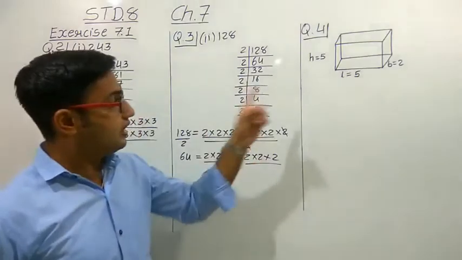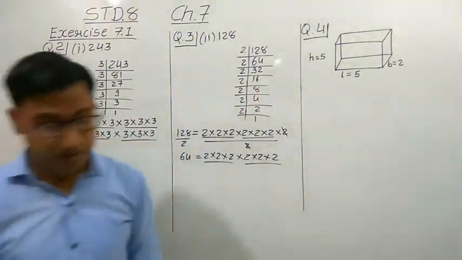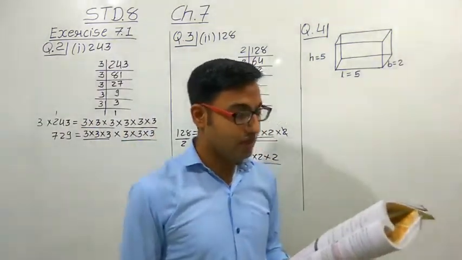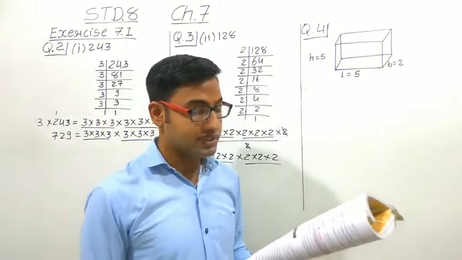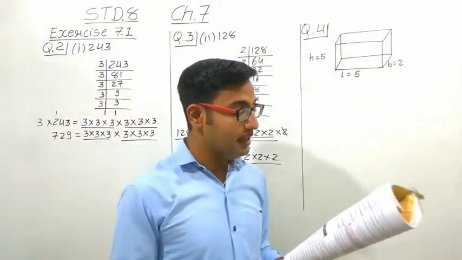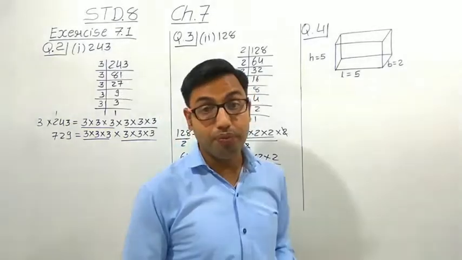Okay? Now let us understand question number 4. Here the question is: Parikshit makes a cuboid of plasticine of sides 5 cm, 2 cm and 5 cm. How many such cuboids will he need to form a cube?